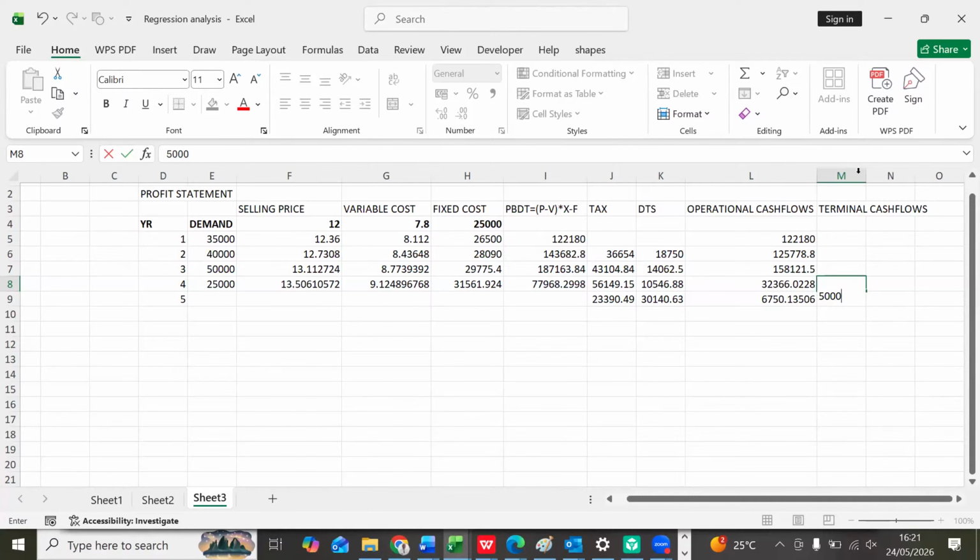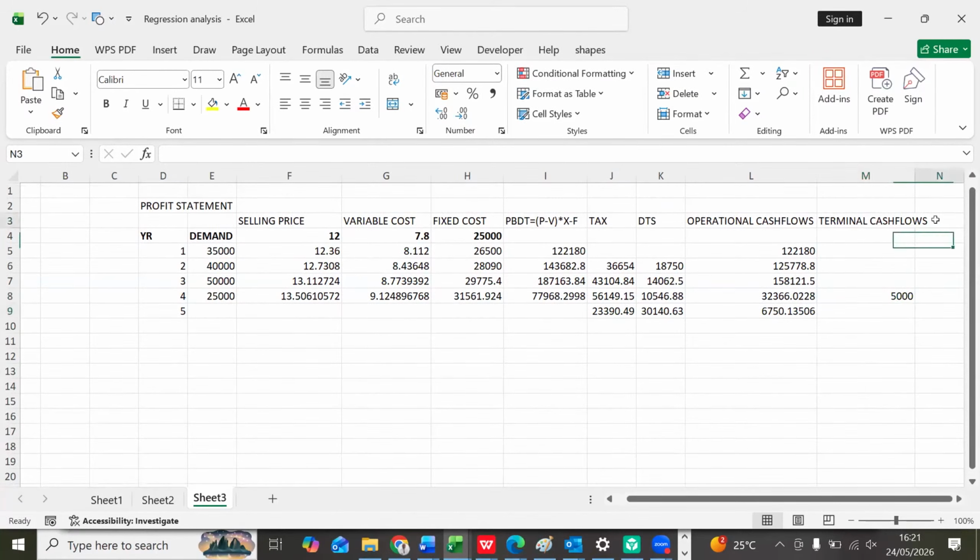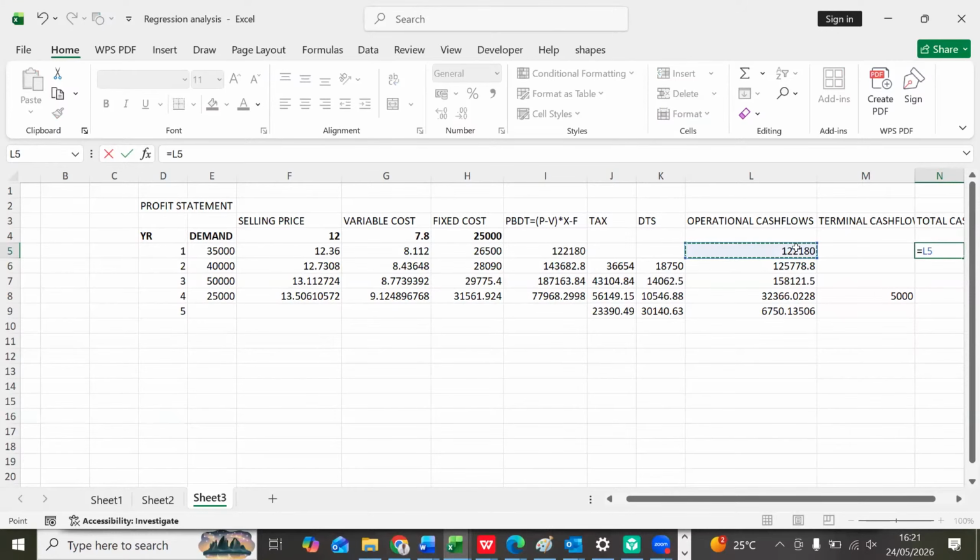Now come and create a column here where you give us what we call the total cash flows. Total cash flows, like that. So how do we get these total cash flows? Well, it's very easy. You come here from year one, and you take the operational cash flows plus the terminal cash flow, which is 0, of course. I'm simply putting it like that for purpose of the formula.